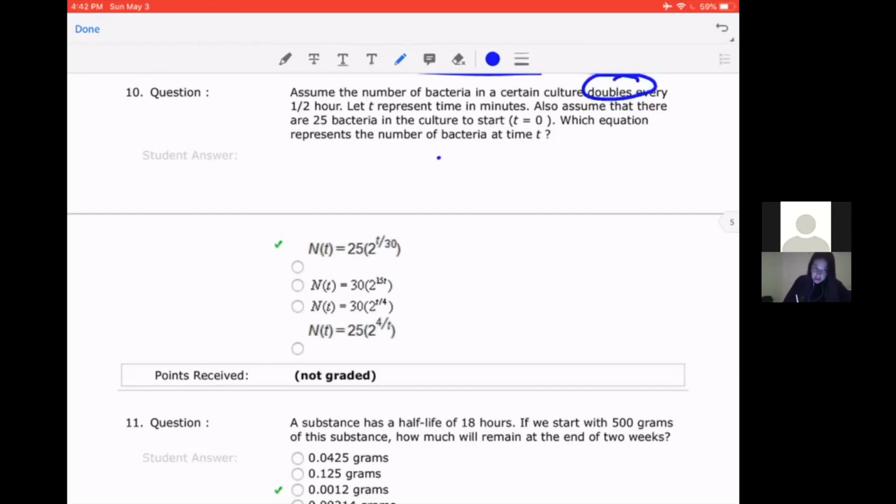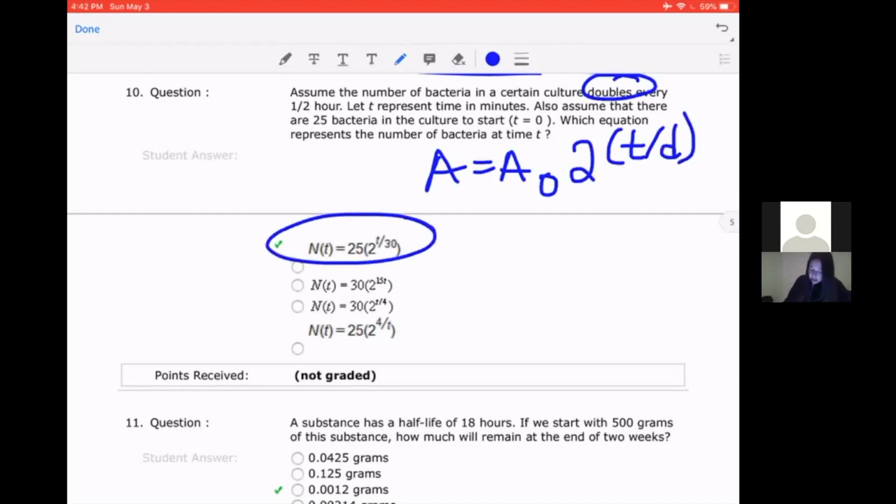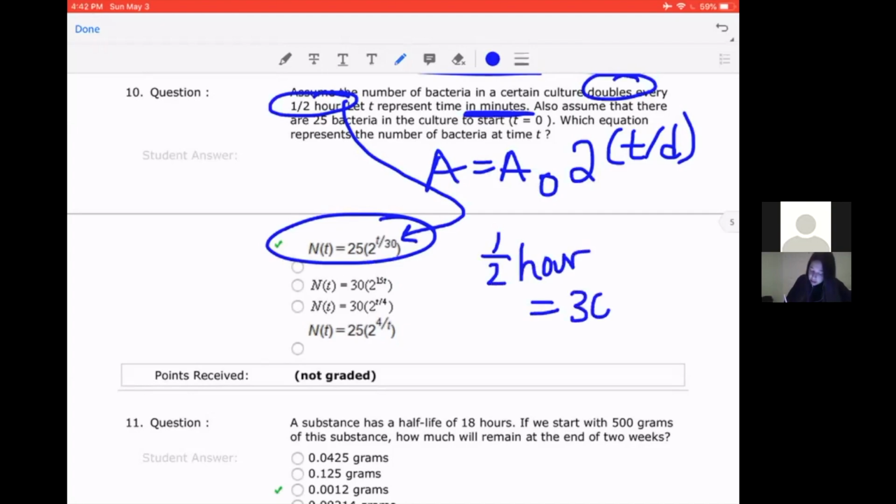Make sure you have your doubling formula, which is A equals A sub 0 times 2 to the T divided by D. Okay? So that's how we end up with that. Just notice they tell you it doubles every half hour. So for D, what they put was 30, because notice we're going in minutes, and 1/2 hour equals 30 minutes. So just be cautious of that, because there's not really math to do here in number 10. It's just understanding those little nuances. They're going to tell you half an hour, and you have to understand to translate that into 30 minutes.